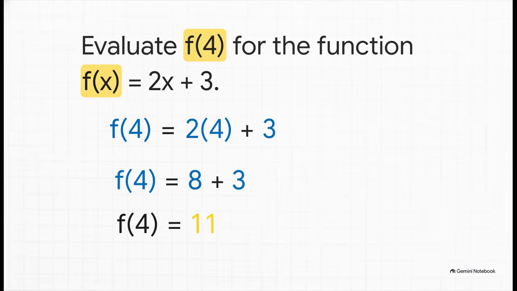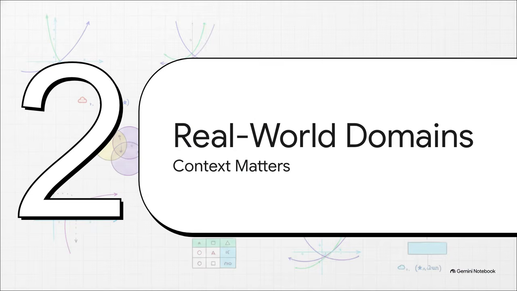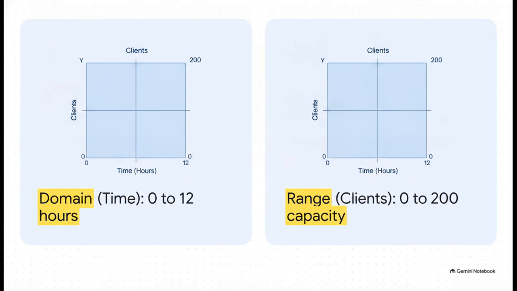Simple as that. All right, Section 5, Domains in Real Contexts. Let's take these abstract inputs and outputs and ground them in the real world. While an algebraic formula might let you plug in literally any number, the real world places boundaries, what we call a reasonable domain. Look at this restaurant context. Say a restaurant is open from 2 p.m. to 2 a.m. and holds a maximum of 200 people.